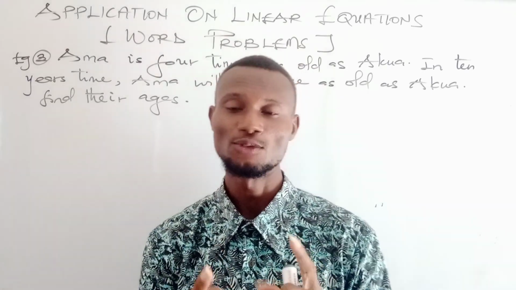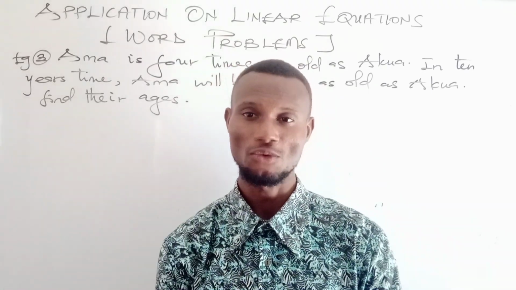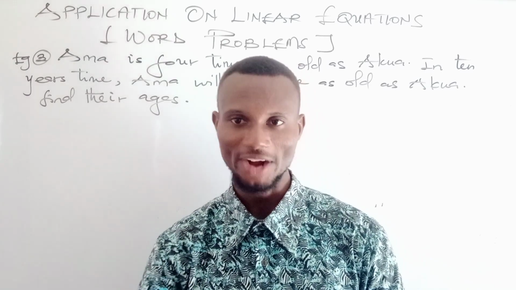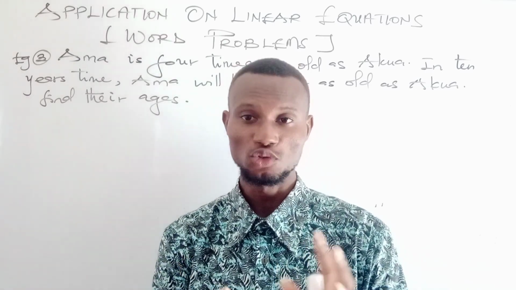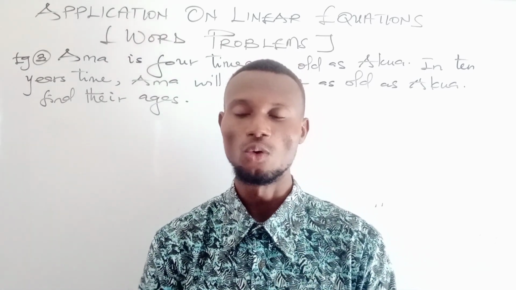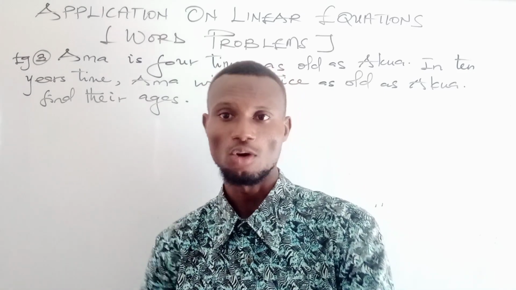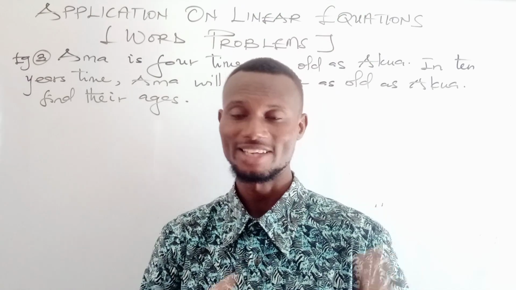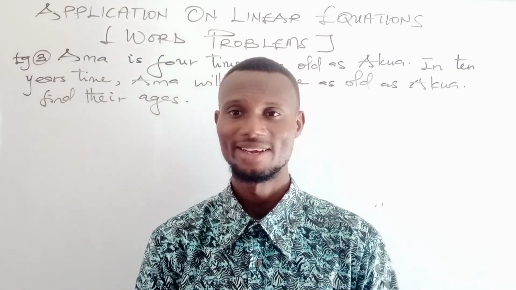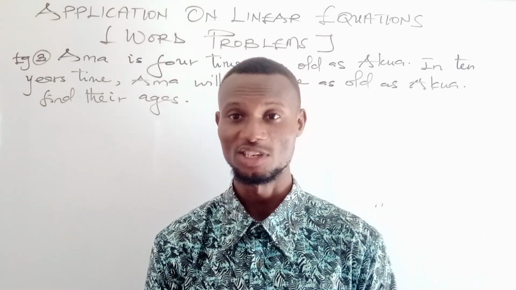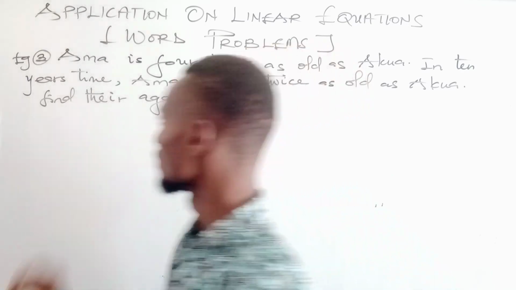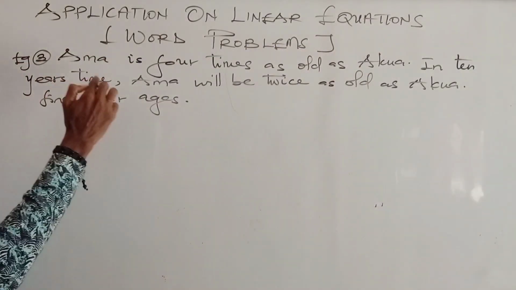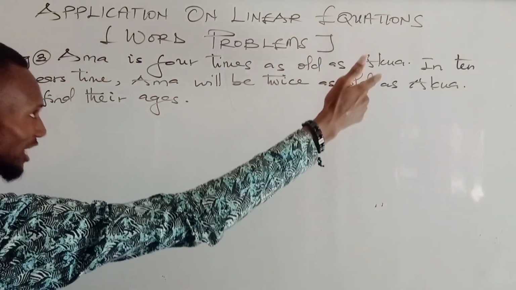Okay, so the first thing to do is that we represent Ikea's age by a variable. And if we are able to do that, then of course we can know Amma's age in terms of the variable that we've used to represent Ikea's age. I hope the explanation is clear enough up to this point. Okay, so I'm going to read one more time. It says that Amma is 4 times as old as Ikea.